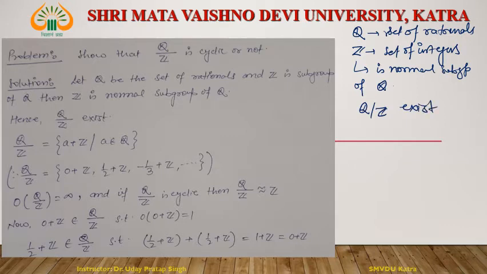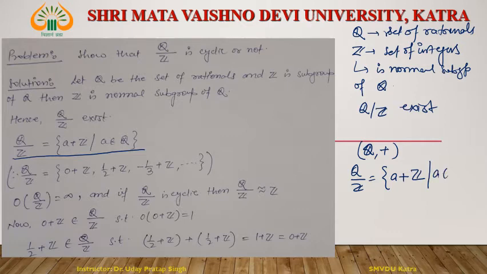What is the condition for factor group G by H? H is a normal subgroup of G. Then Z is a normal subgroup of Q, so this Q by Z exists. What is an element of Q by Z? An element of Q by Z is a plus Z. This Q is a group with respect to addition. What is a? a belongs to Q, right?